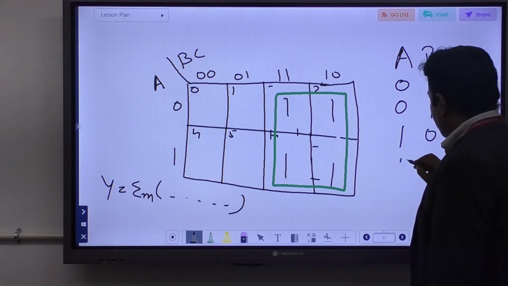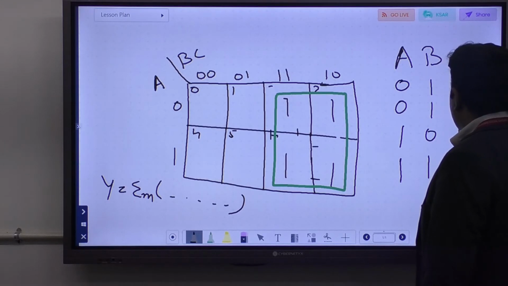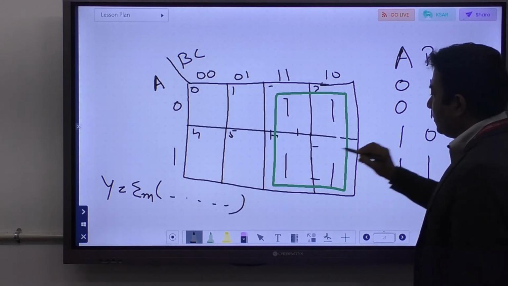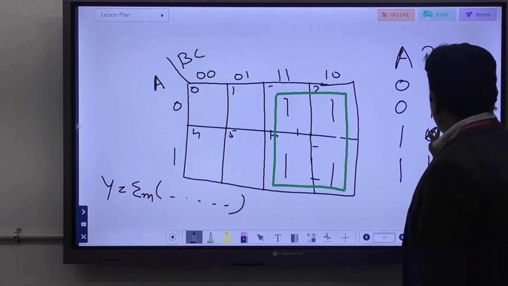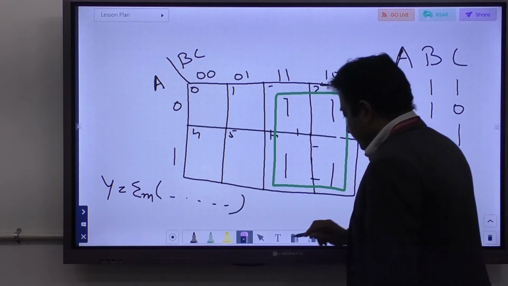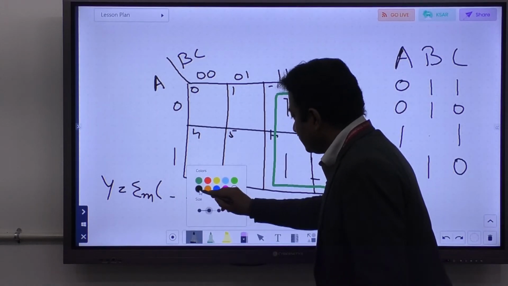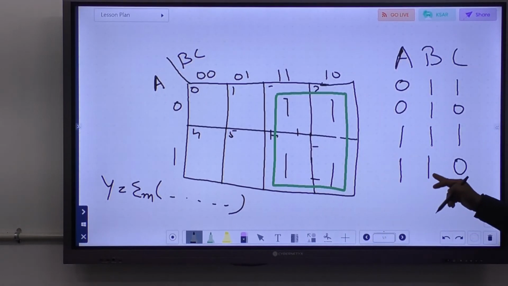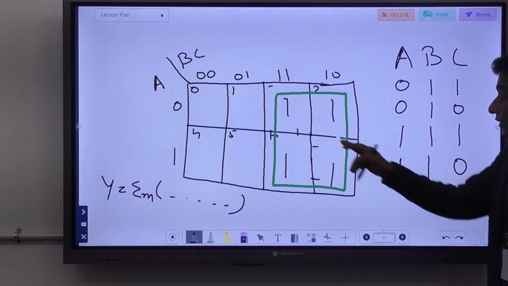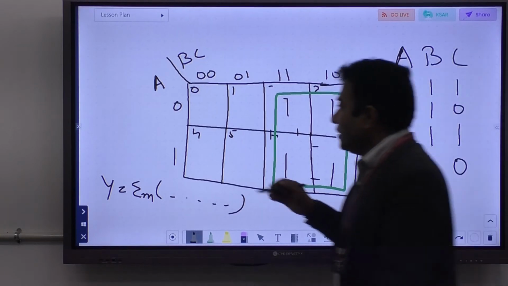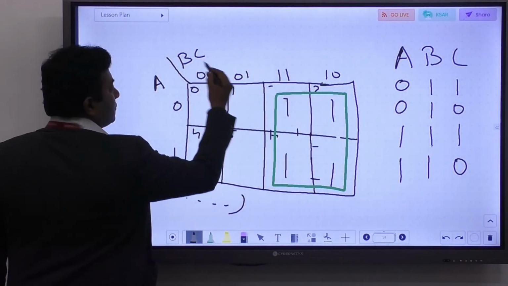Okay, for 1, 1 and 0. Okay, for this it is 0, 1, 1, for this it is 0, 1, 0, for this 1, 1, 1, I'm sorry, and for this minterm it is 1, 1, 0. I should repeat, for this particular minterm it is 0, 1, 1. You can see that for A it is 0, for B it is 1, for C it is 1.